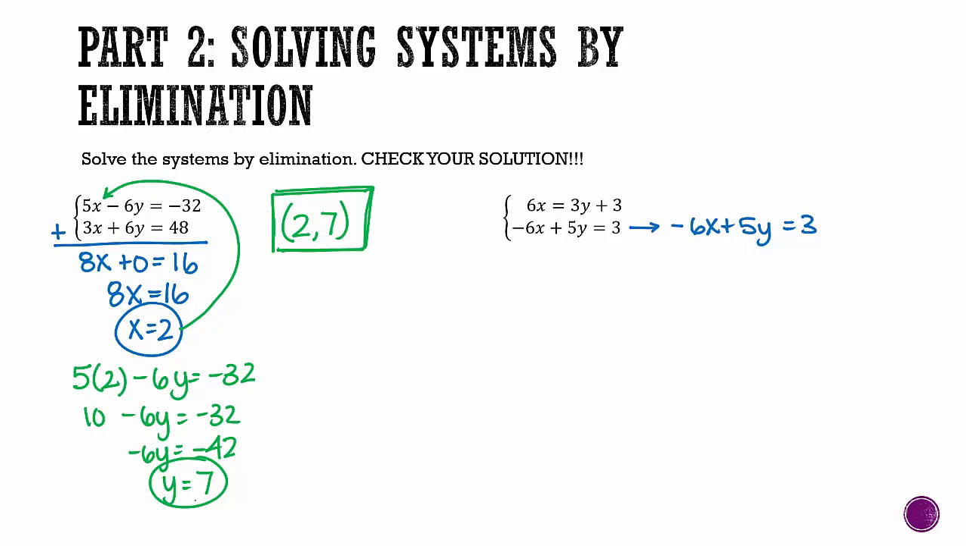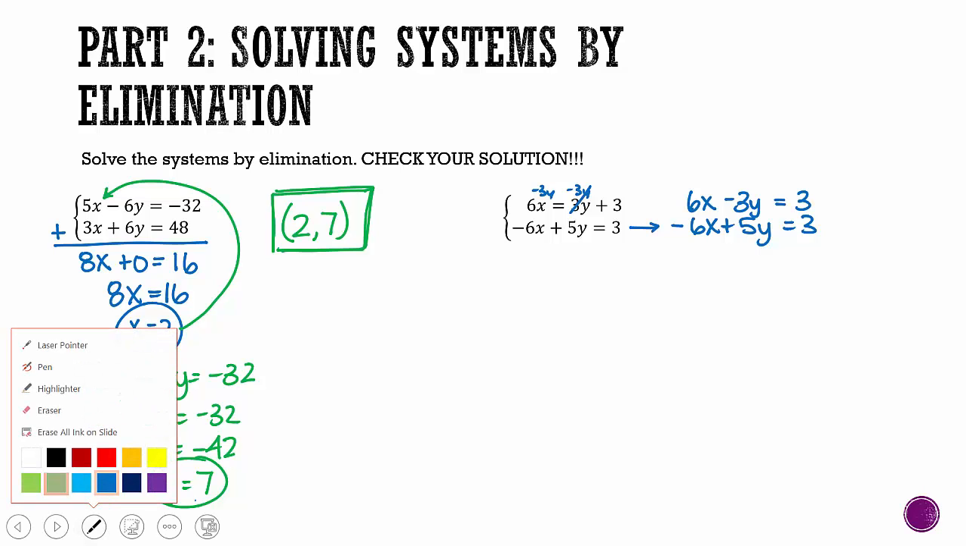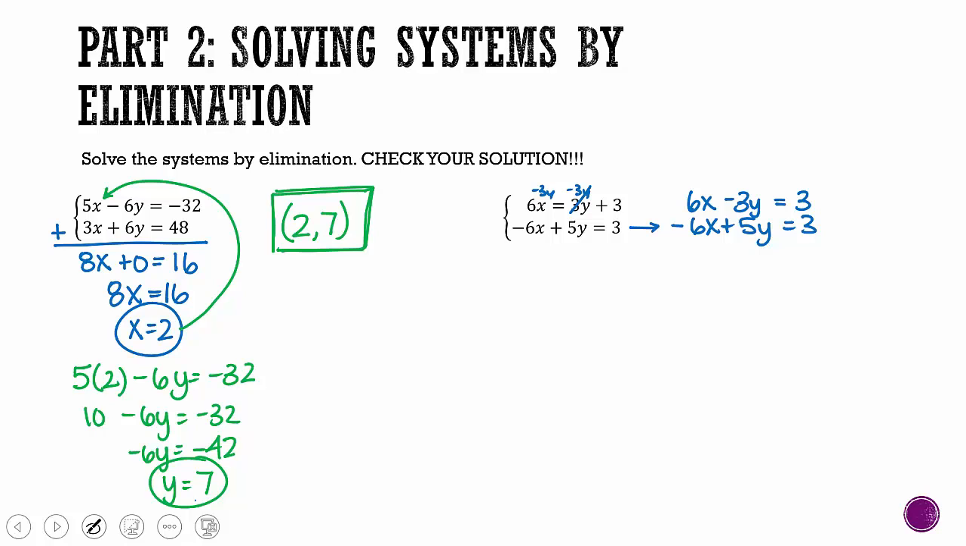But this one, I need to move the 3y over. So I'm going to subtract it from both sides, and I get the 6x. Now it's minus 3y, and now it equals just 3. So now I have all my equations lined up, and I now have a positive 6x and a negative 6x. So when I go and I add these together, these are going to cross each other off. Negative 3y plus 5y gives me 2y, and it equals 3 plus 3, which is 6.